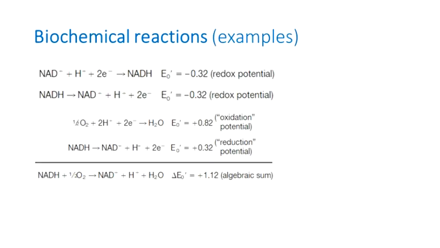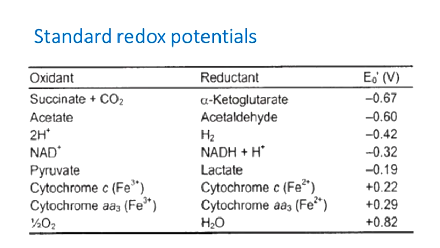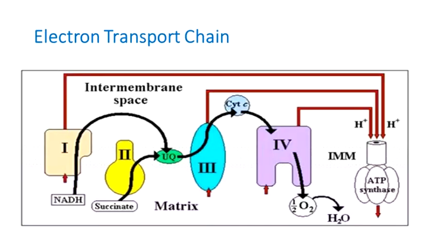Biochemical reactions, you see some examples. All reactions have their own standard potentials, you see. And which reaction will take place, which will be the first, it depends on this standard potential. And all processes in our body, for example, electron transport chain, their work depends on these standard potentials.